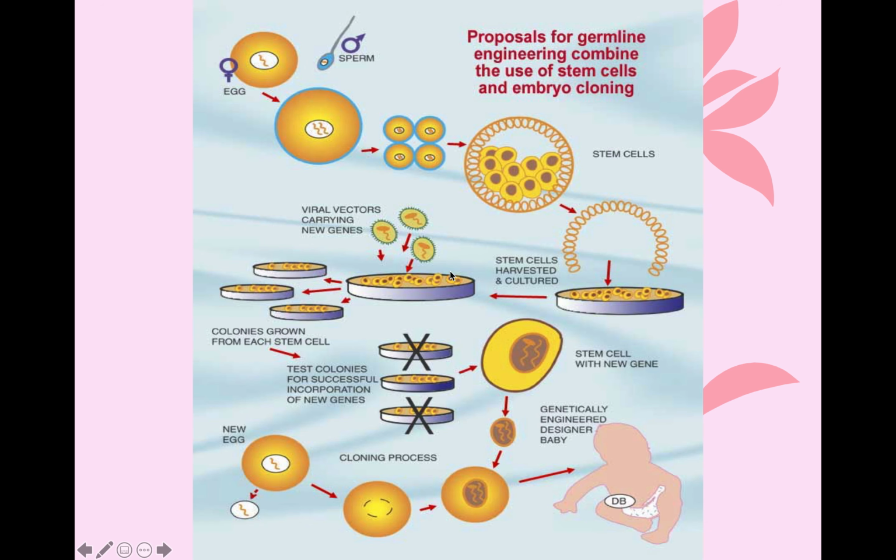So this is basically how germline engineering combines the use of stem cells and embryo cloning. You can get lots of things from the egg, to be used either to produce stem cells or to generate, or to clone, another baby, parthenogenesis.